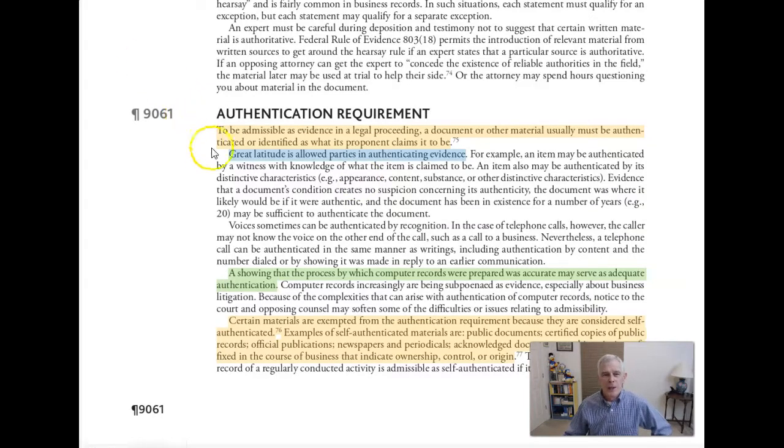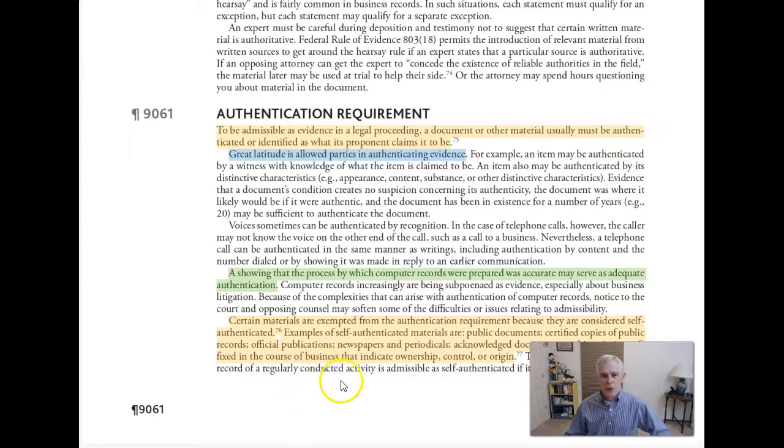So to be admitted as possible evidence in a legal proceeding, a document or other material must usually be authenticated or identified as what its proponent claims it to be. And this says that great latitude is allowed parties in authenticating evidence. Showing that the process by which the computer records were prepared was accurate may serve as adequate authentication. So you have computer records maybe printed out, but if you can show here's how they were prepared, that might be authenticated, right?